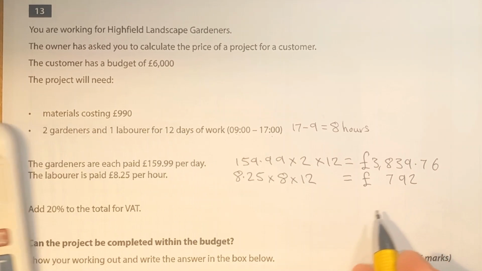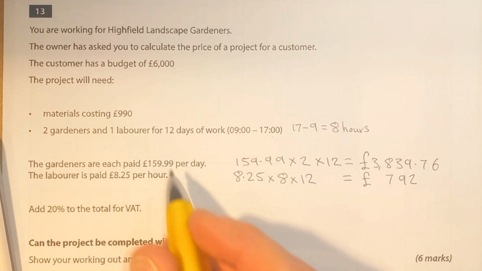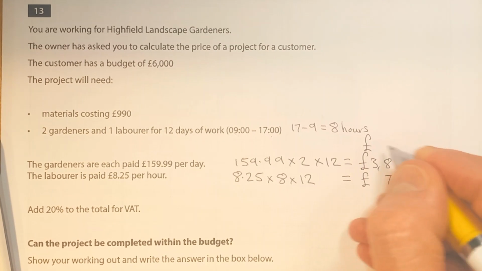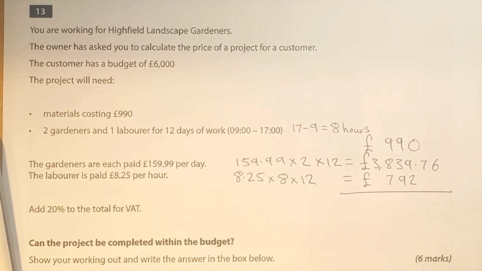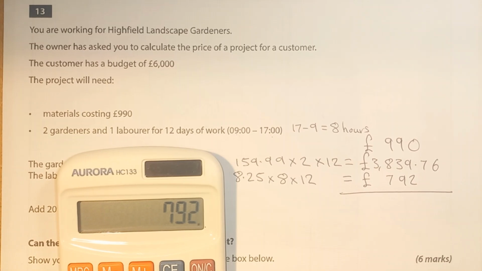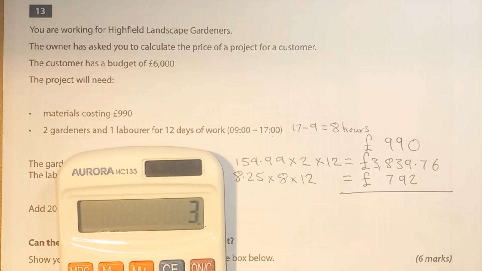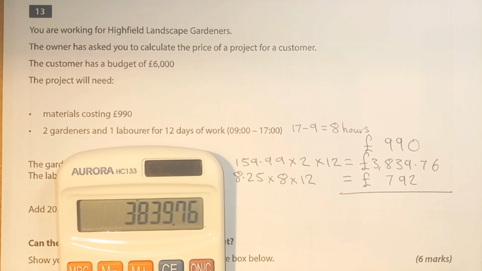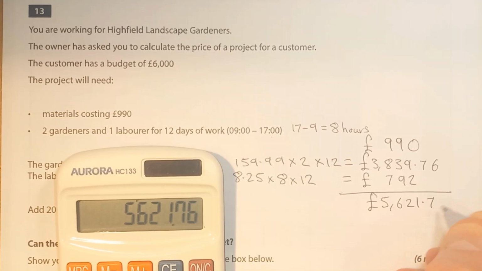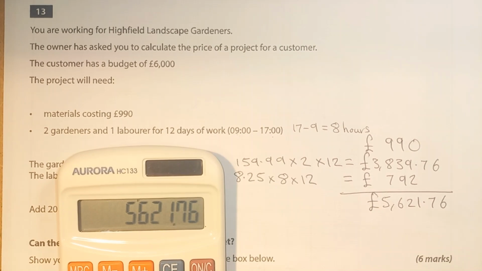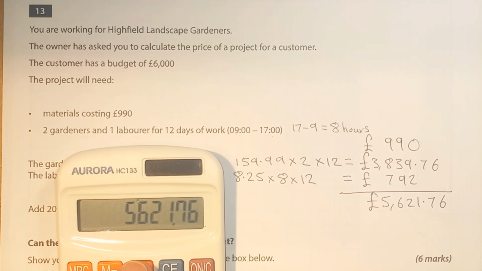Well, remember we had the original material cost as well. So if we put that up there, basically we want to add all of these together, and then we're going to need to add on some VAT. So let's do it backwards. So 792 plus 3839.76 plus 990. That gives a total of 5,621.76. Let's say, I'll put that in my memory.